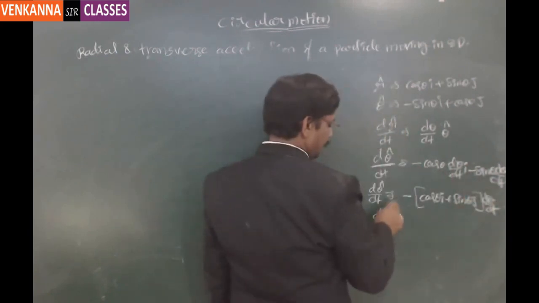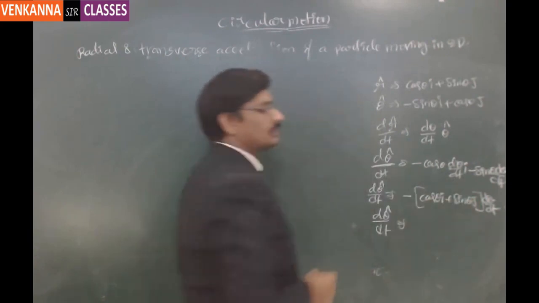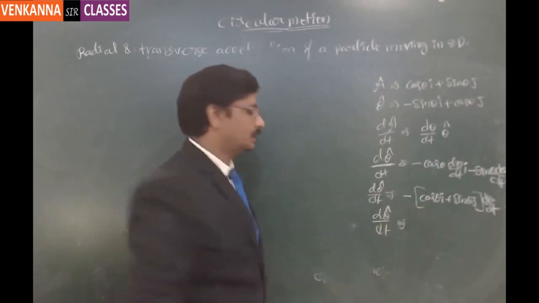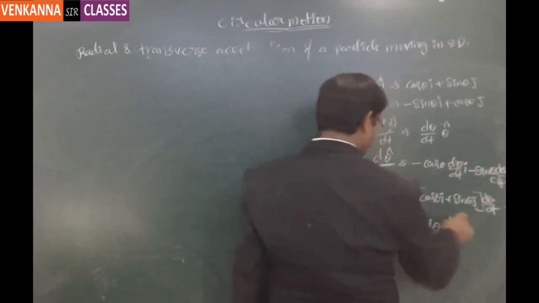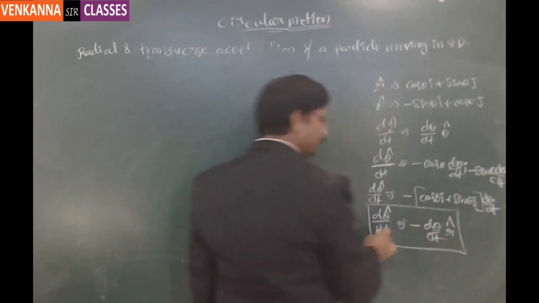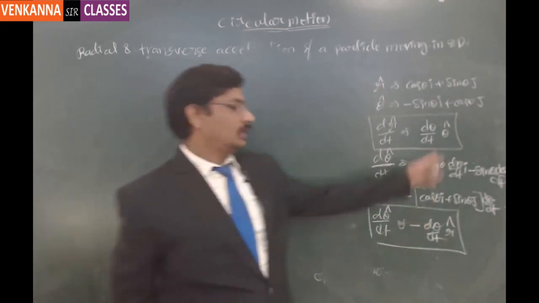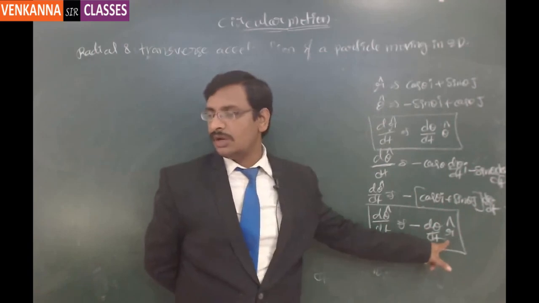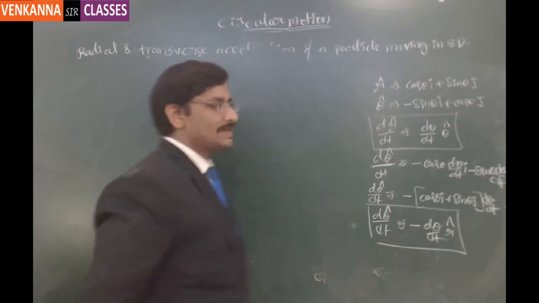minus of cos theta i plus sin theta j, times d theta by dt. So d theta cap by dt, if you notice, is again the direction of r but in the opposite direction, that means minus of r cap direction. So minus d theta by dt into r cap. So this is the direction of d theta cap by dt. So dr cap by dt is coming out to be d theta by dt into theta cap, and d theta cap by dt is coming out to be minus d theta by dt into r cap. So these relations we are going to use in case of the acceleration.